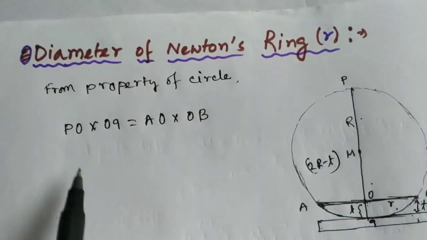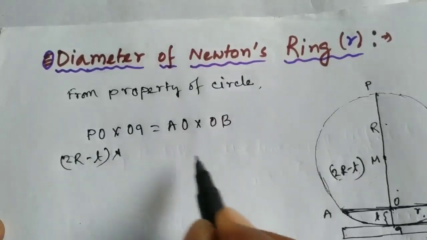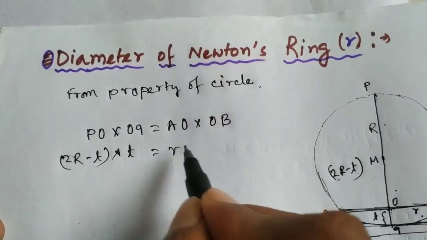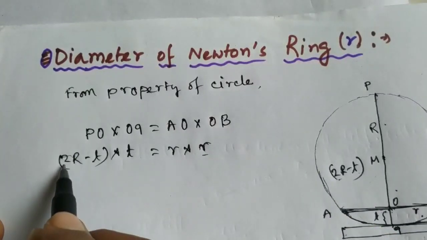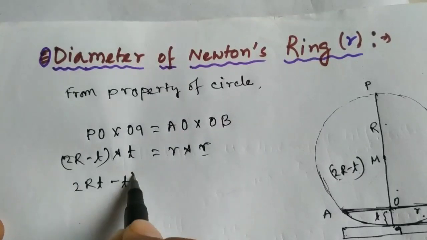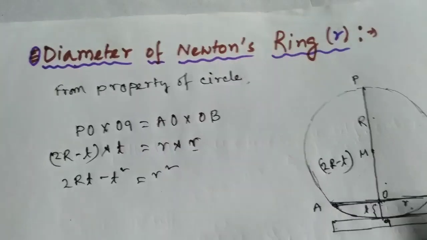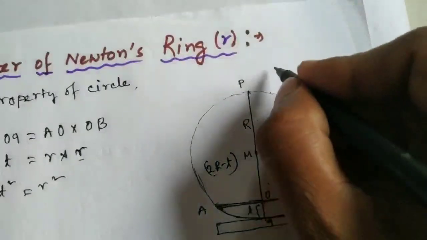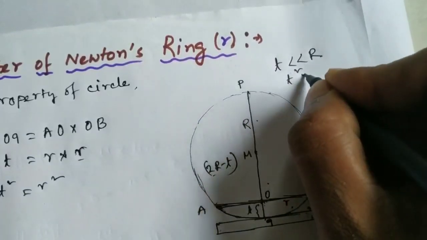So PO equals 2R minus t and OQ equals t and AO equals r, which is the radius of the Newton's ring. Now (2R minus t) into t equals 2Rt minus t square equals r square. Now t square, as t is very less than R, is negligible.